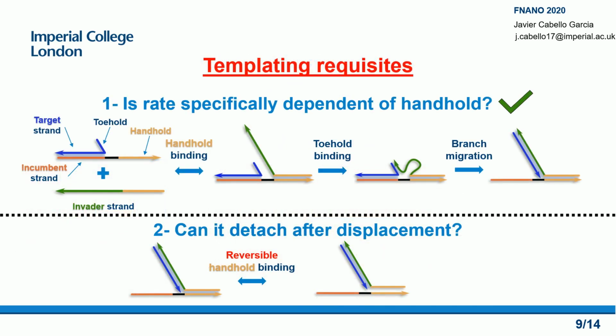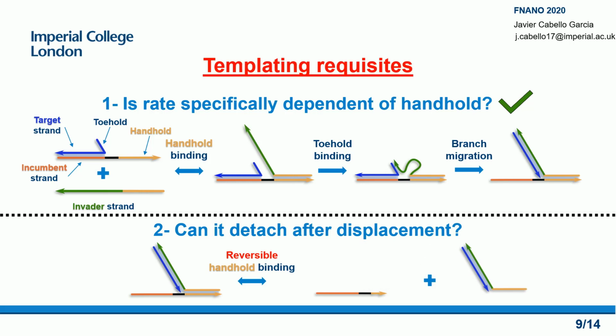So after demonstrating handhold-specific rate increase, now we need to check if handholds can be small enough to allow product detachment while still increasing displacement rate. We proved this with two different experiments, a kinetic analysis and a native gel electrophoresis.